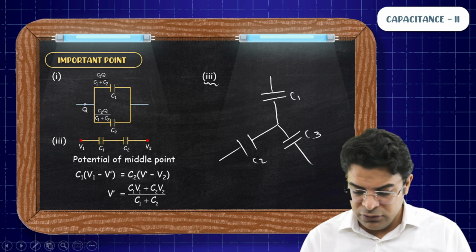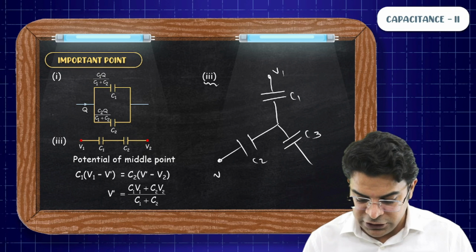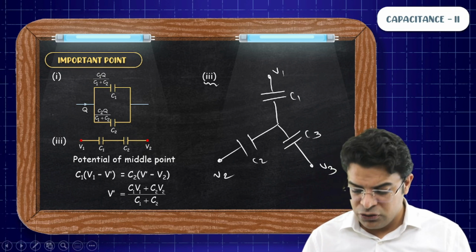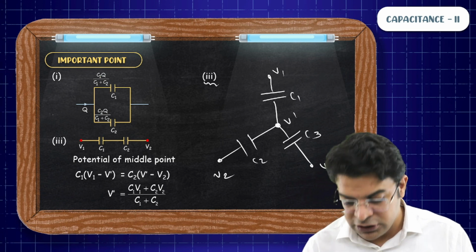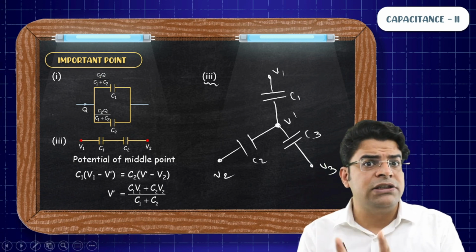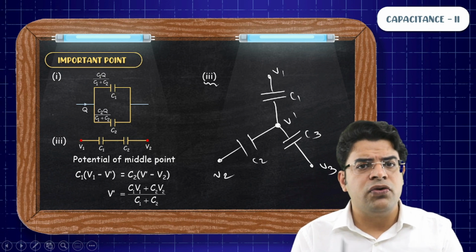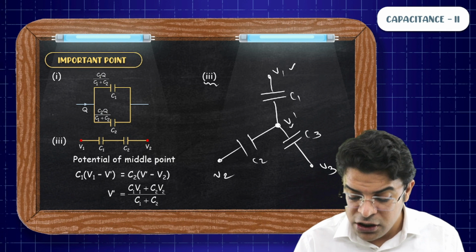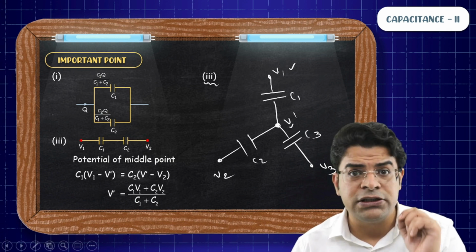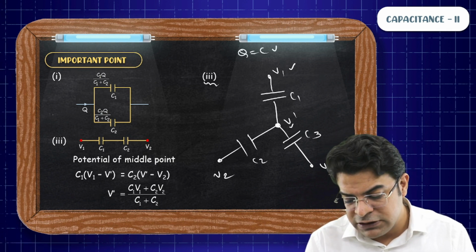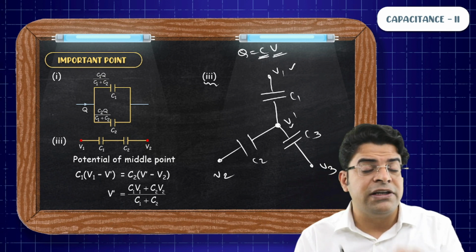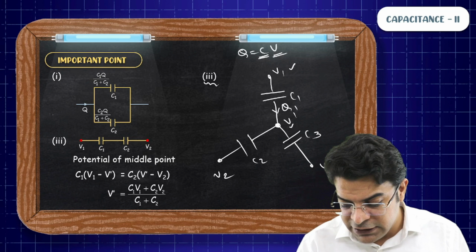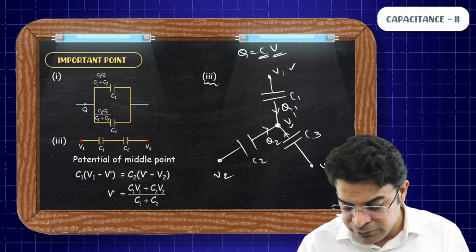And they will tell you the potential of this point is V1, this point is V2, this point is V3. So how to write an equation to determine the potential at the junction? Because if I can determine the potential at the junction, I can find out the charge on each capacitor, because if I know the potential on both sides of a capacitor, I will know the potential difference. And from Q equals CV, once I know the capacitance and the potential difference, I can find the charge on it. So let's say the charge flow in these three lines is Q1, Q2 and Q3.